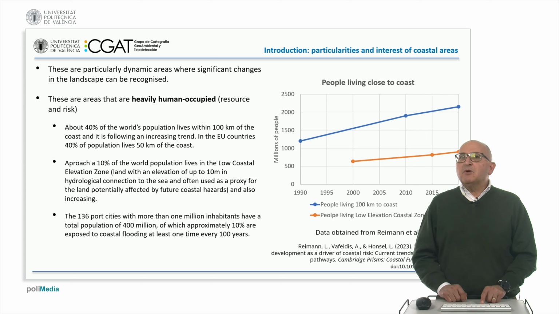It is estimated that 10% of the world's population lives at heights below 10 meters above sea level, what is known as low-lying coastal areas. It's a parameter that estimates the areas that may suffer flood hazard from being close to the shore. Well, as can be seen from the graph, the proportion that lives in those areas is going up.